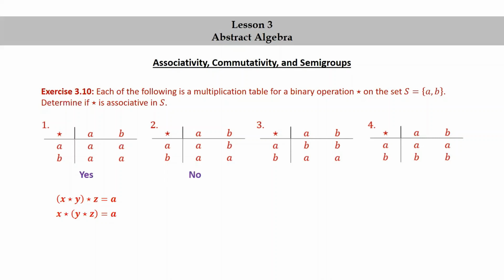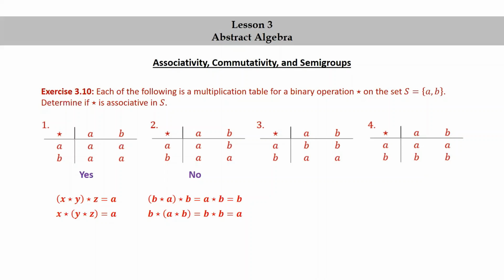The second one, the answer is no. We could come up with a counterexample here. For example, (B star A) star B is A star B, which is equal to B, whereas B star (A star B) is B star B, which is equal to A.